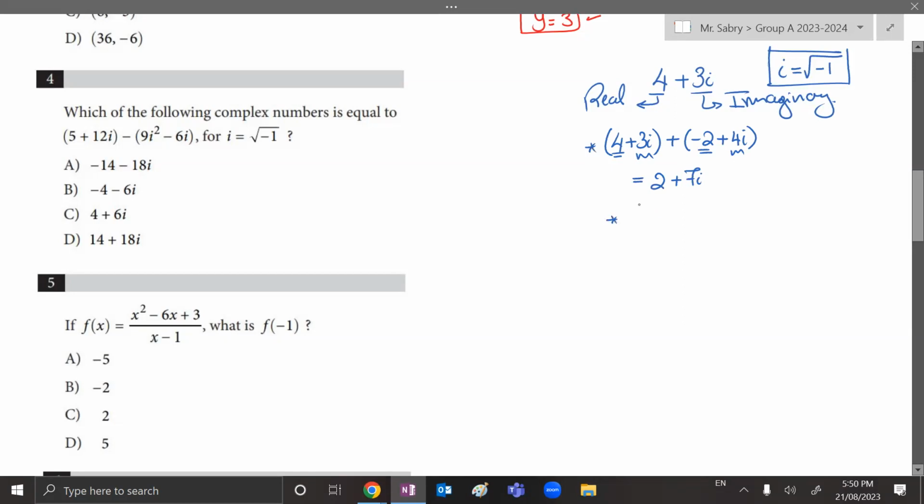When we subtract, yes, yeah. The addition part. Right?